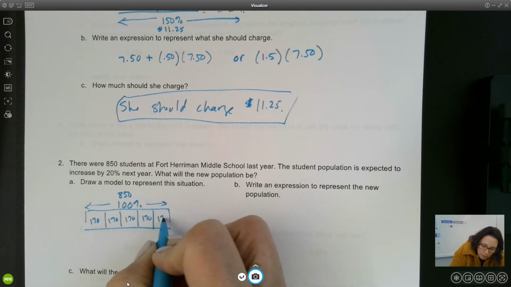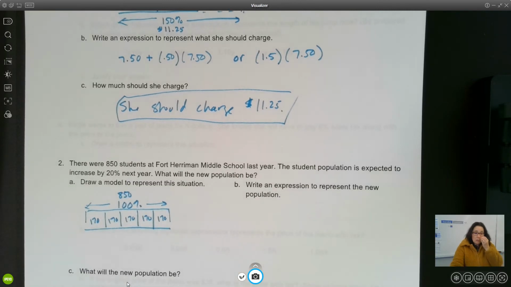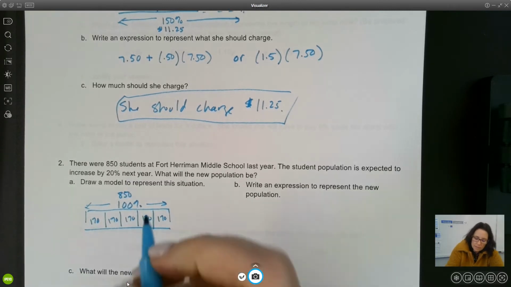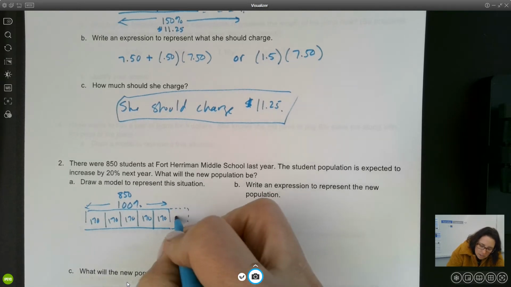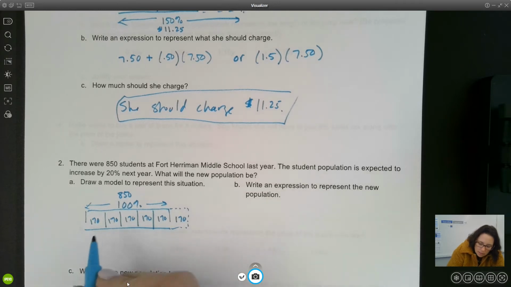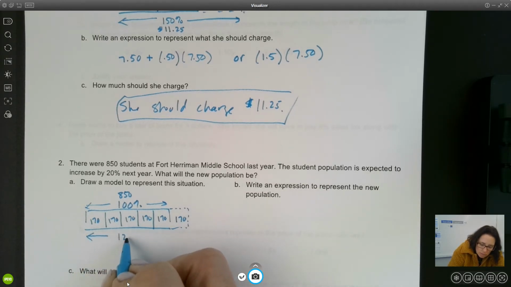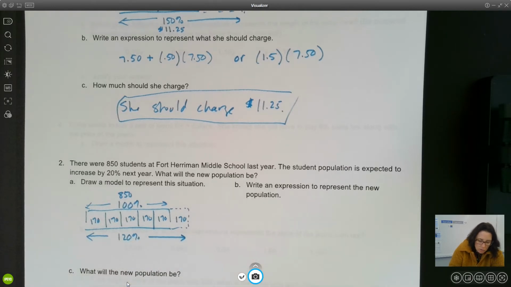That's your magic number. Now if we're increasing by 20%, that's one of these boxes. So we're going to add on 1 box at 170. If we add 20% onto 100%, that gets us 120% total. And that's how many students that is. We can do 6 times 170 to get that number.